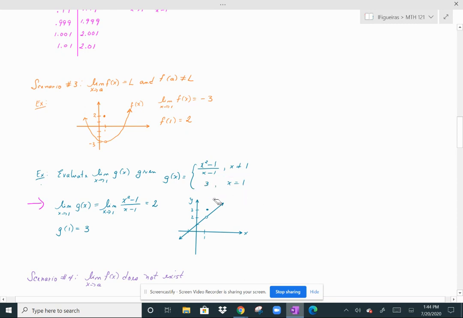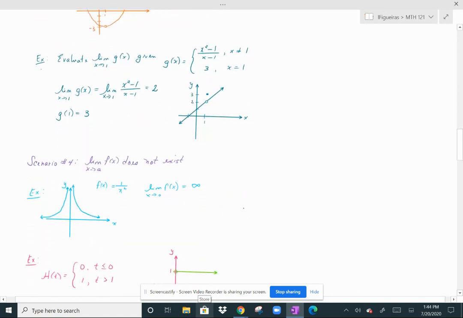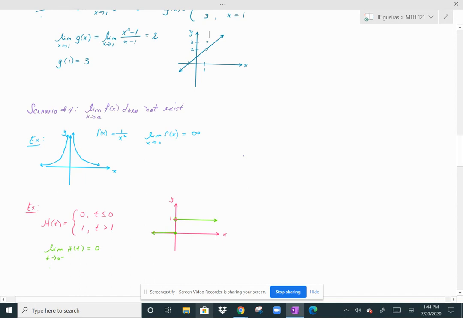Okay, and now we're on to scenario number 4. Scenario number 4 is when the limit does not exist. The limit does not exist for two main reasons: either because the limit is approaching plus or minus infinity, and remember, the limit has to approach a finite number, so plus or minus infinity is not a finite number, or the left and right hand limits are different, meaning it doesn't satisfy the definition of the limit, which was above in the box.